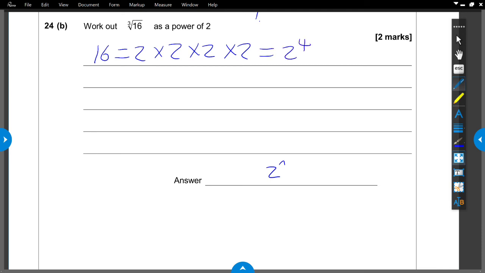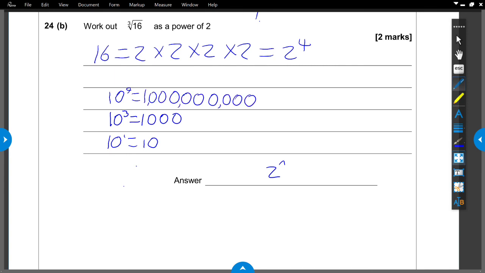Now if we want to consider what this cube root would be as a power of 2, we could investigate with some numbers if we wanted to, and we didn't know our laws of indices. Let's take some powers which we are familiar with, so powers of 10. So if I have 10 to the power of 1, that's equal to 10. If I had 10 to the power of 3, that's equal to 1,000. And if I had 10 to the power of 9, that's going to equal 1 billion.